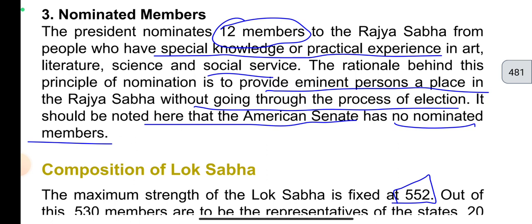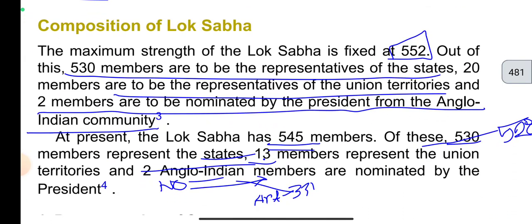Nominated members. The President nominates 12 members to the Rajya Sabha from people who have special knowledge or practical experience in art, literature, science and social service. The rationale behind this principle of nomination is to provide eminent persons a place in the Rajya Sabha without going through the process of election. It should be noted here that the American Senate has no nominated members.